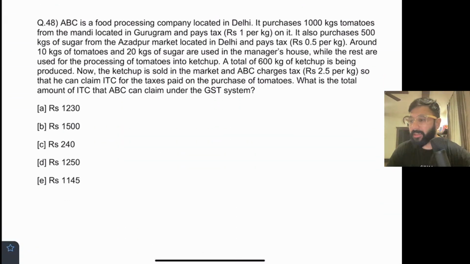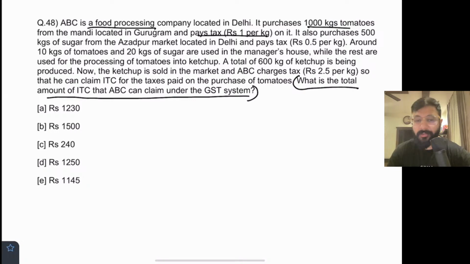ABC is a food processing company located in Delhi. Food processing करती है. What is the total amount of ITC that ABC can claim under GST? तो ये GST का question है. Let's see who can answer this. 1000 किलो उसने टमाटर खरीदे and paid tax at ₹1 per kg. मतलब 1000 किलो उसने टमाटर खरीदे थे, 1000 रुपये उसने टैक्स दिया. It also purchases 500 किलोग्राम of sugar और उसने टैक्स दिया 50 पैसे per किलो, मतलब 250 रुपये उसने टैक्स दिया. 10 kg of tomatoes and 20 kg of sugar are used in the manager's house, personal हो गया उसका.